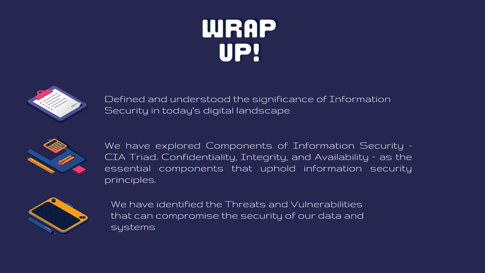So throughout this lesson, we embarked on a journey into the world of information security, and we began by understanding the significance of information security in today's digital landscape. We explored the CIA triad: confidentiality, integrity, and availability as the essential components that uphold the information security principles. We also dived into the concepts of threats and vulnerabilities, identifying the potential dangers and weaknesses that can compromise the security of our data and systems.